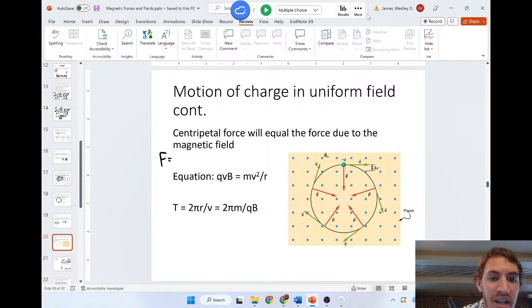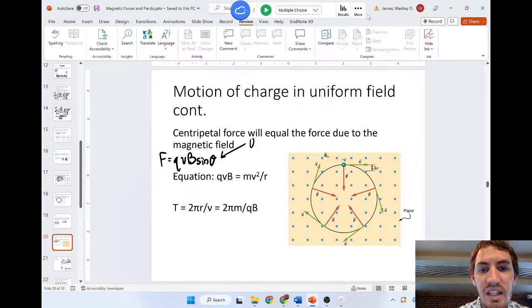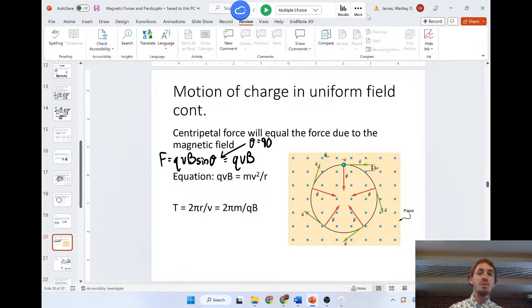The force due to the magnetic field we said was QVB sine theta. In every one of these problems, the angle is going to be 90 degrees. Sine of 90 is going to be 1. So that force equals QVB. That's what's actually causing the force. That's going to equal the centripetal force. QVB equals mv squared over r. And we'll put it right here.